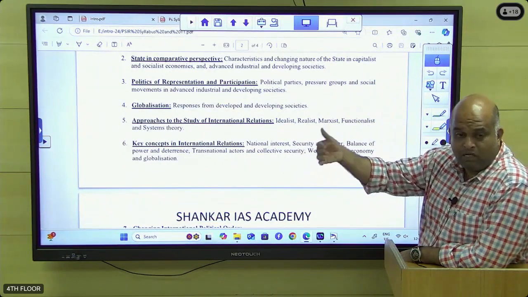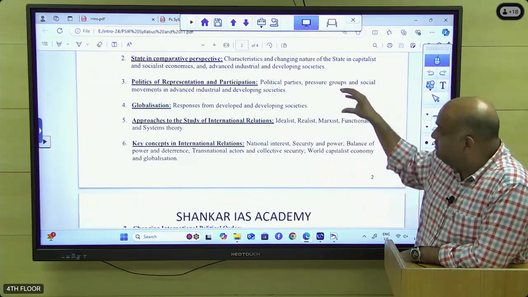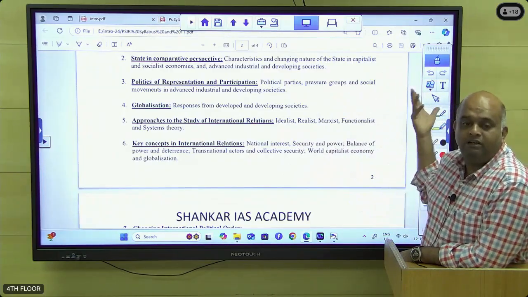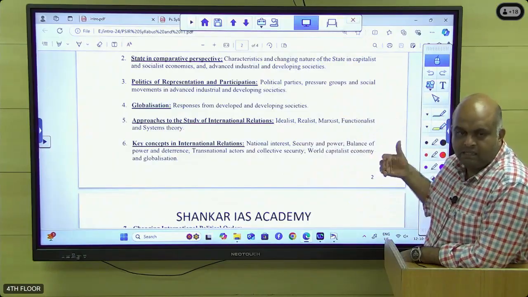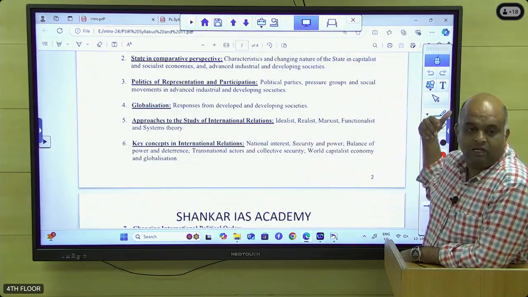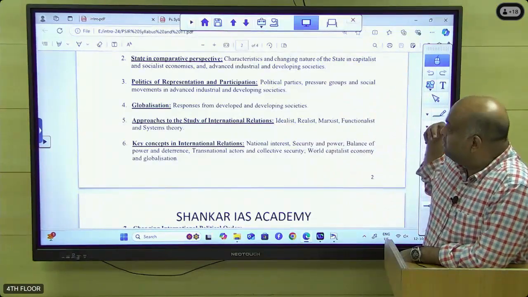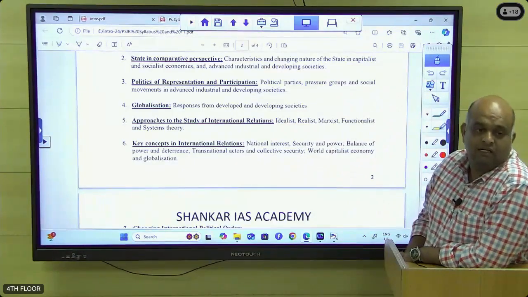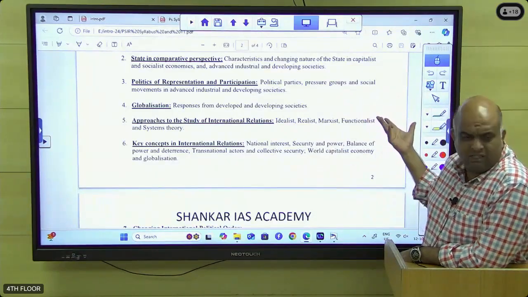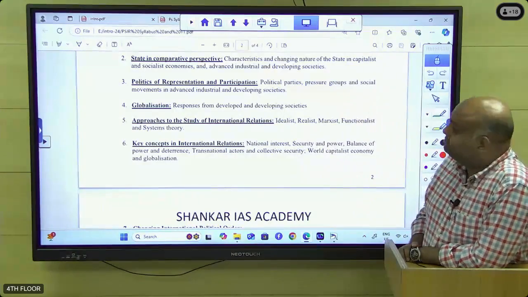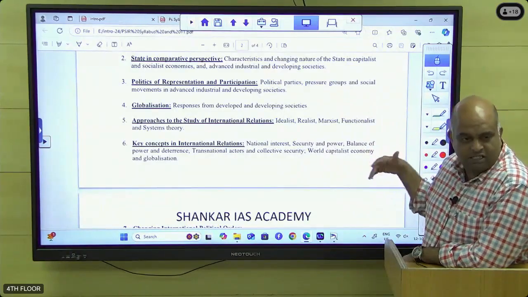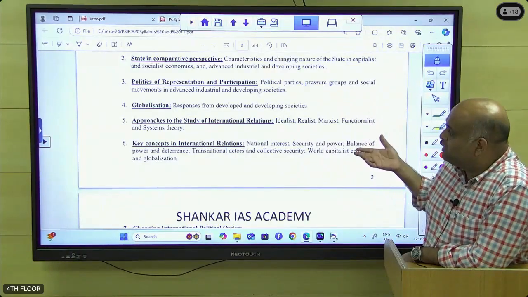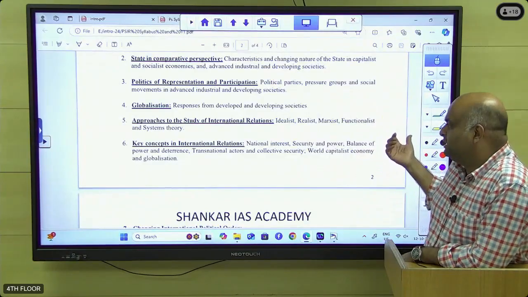In paper 1, section B, we read about India. Here we are reading about the world: how in different countries these political parties are working, pressure groups are working, and the social movements are there. So that we will be discussing. This is also a matter of 3-4 hours. We can complete it. And then globalization, an open-ended topic, with responses from the developed and developing societies.